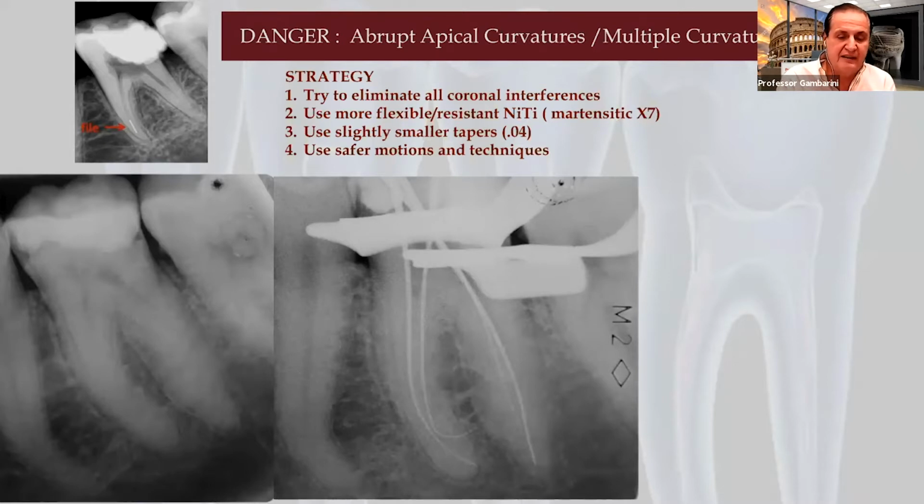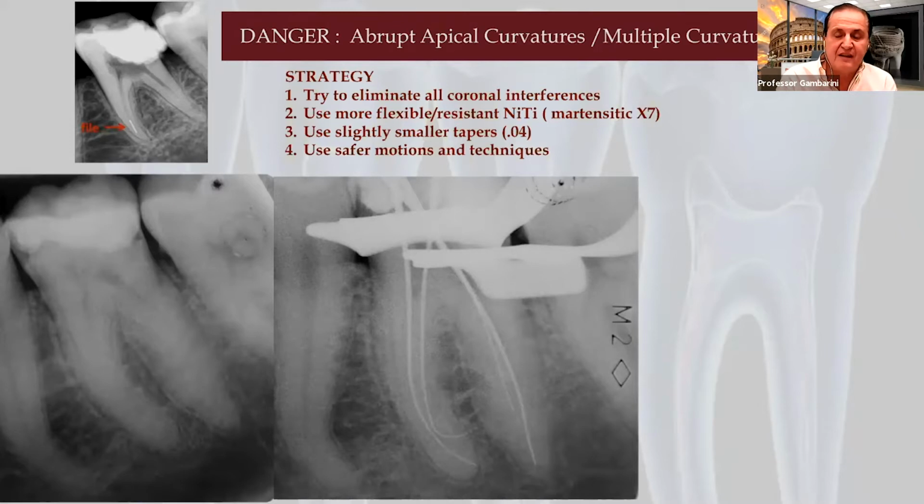But also, in this kind of cases, when we have complex apical curvature, we may decide to use more flexible and resistant NiTi instrument. And the Martin Citix X7 actually works very, very nice in this kind of complex curvature. And obviously, we may have this instrument in different tapers, 04 and 06. But my suggestion is that when we have to deal with this kind of curvature, it is safer and better to use the small taper, 04. And then we will find some way to compensate if we need a little more enlargement.